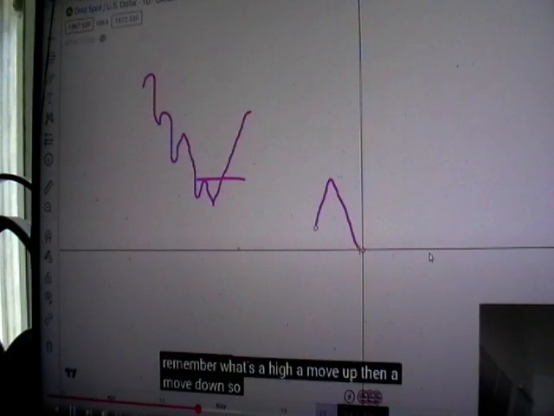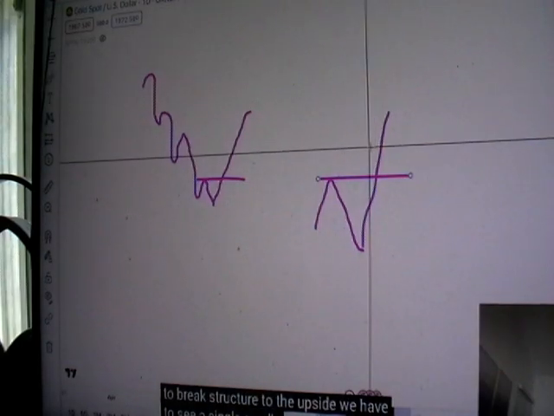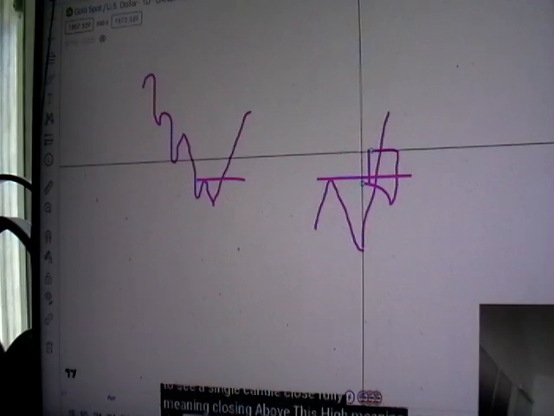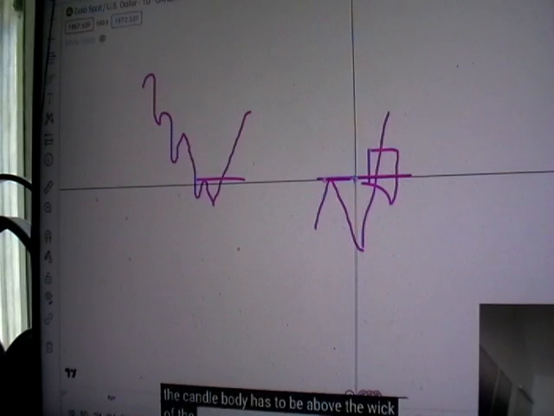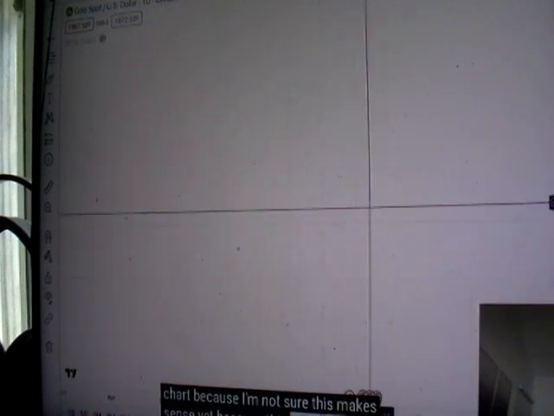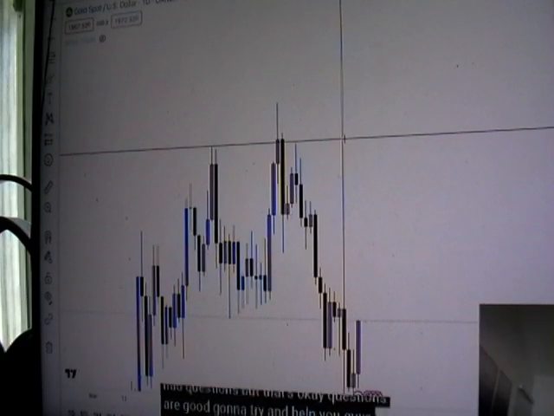A move up, then a move down. So in order for it to break structure to the upside, we have to see a single candle close fully, meaning closing above this high. Meaning the candle body has to be above the wick of the high. Make sense? Let's find an example on the chart, because I'm not sure this makes sense yet. This is how I described it in the last video, and we still have questions. But that's okay. Questions are good. I'm going to try and help you guys understand this.